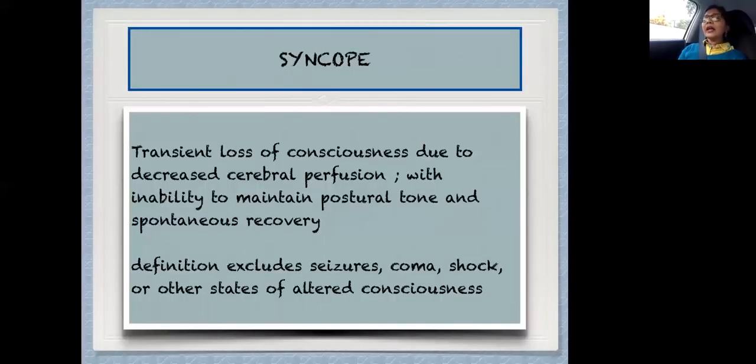Syncope, again, is defined as a transient loss of consciousness due to decreased cerebral perfusion with inability to maintain postural tone and spontaneous recovery. So by definition, seizures are excluded, coma is excluded, shock is excluded, and other states of altered consciousness are excluded.